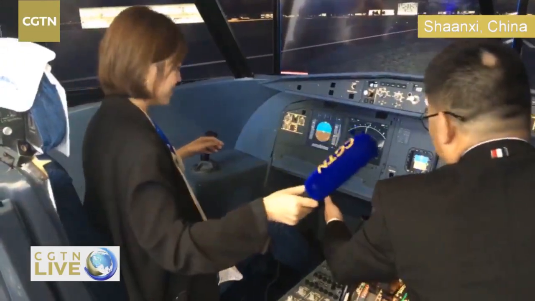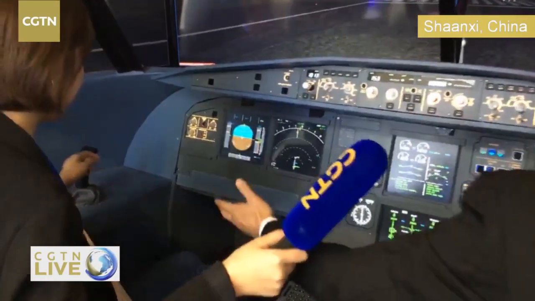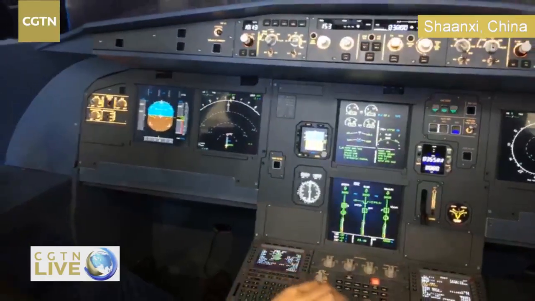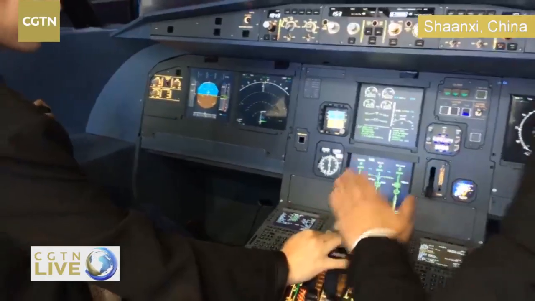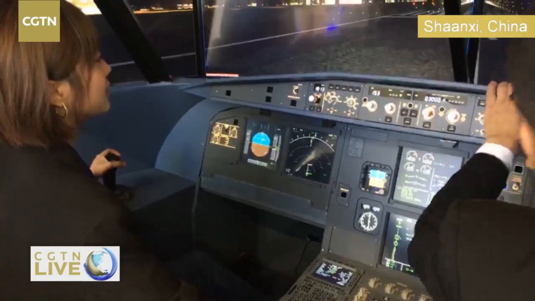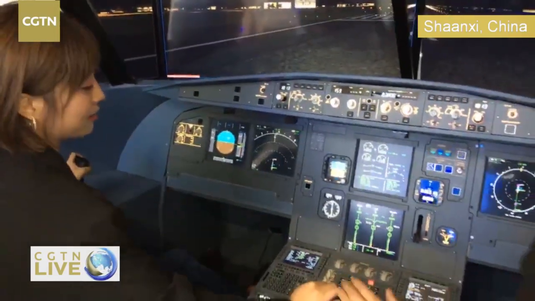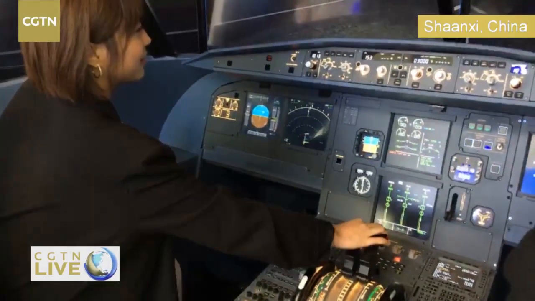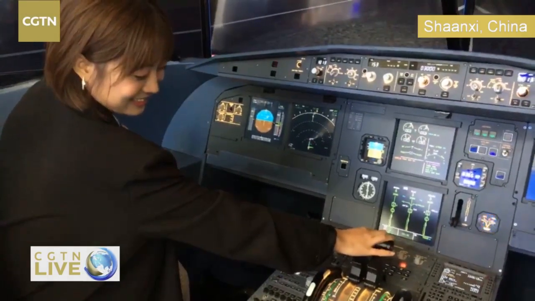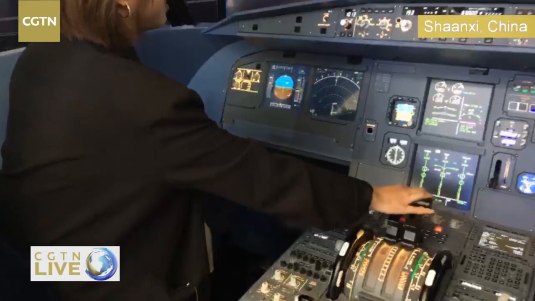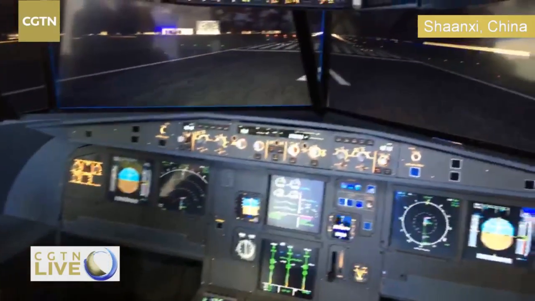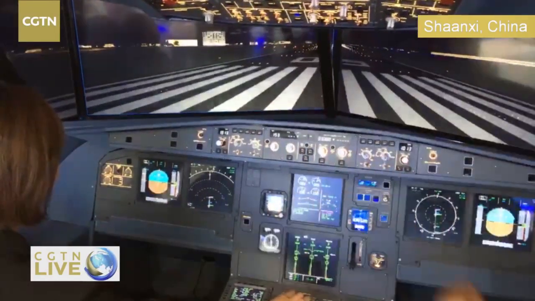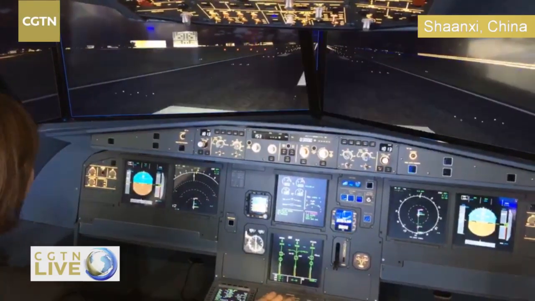Okay. So we're gonna accelerate right now. Okay. Are we going to take off? Okay. Wow. The plane has already started. We're going to take off very soon. Okay. So when we reach 140 knots.